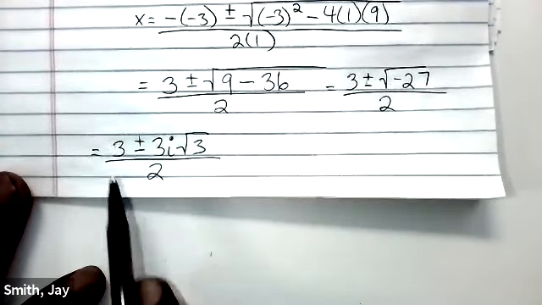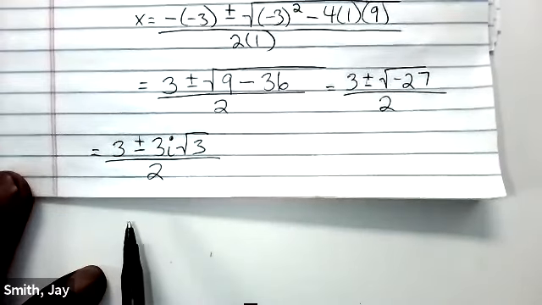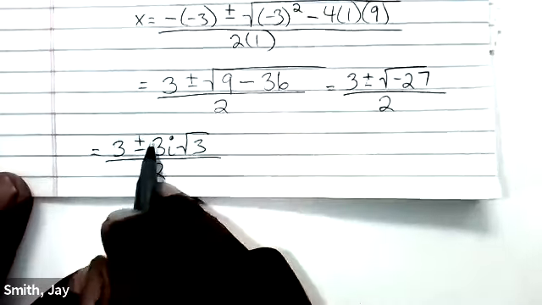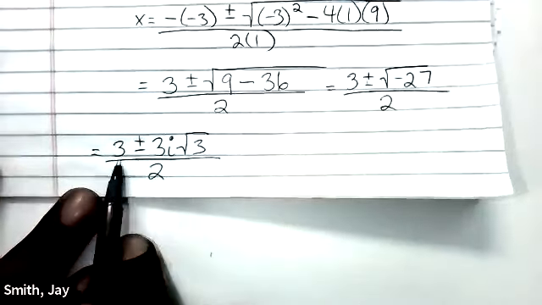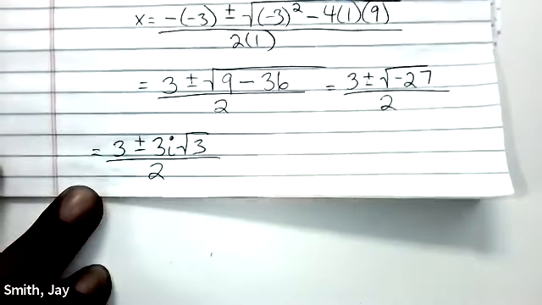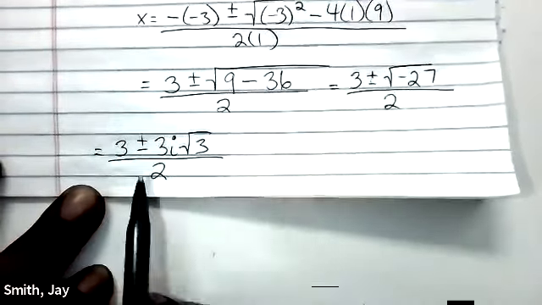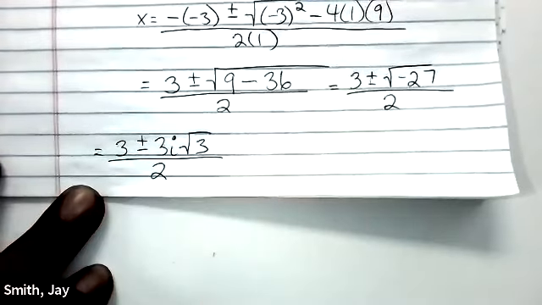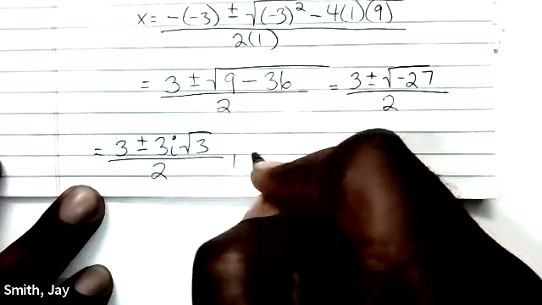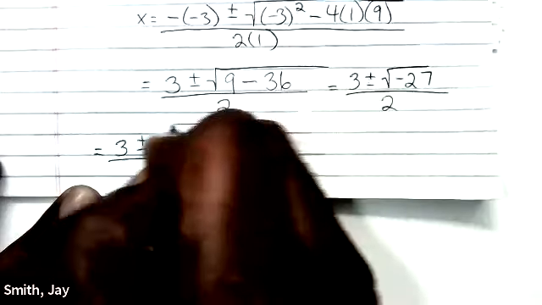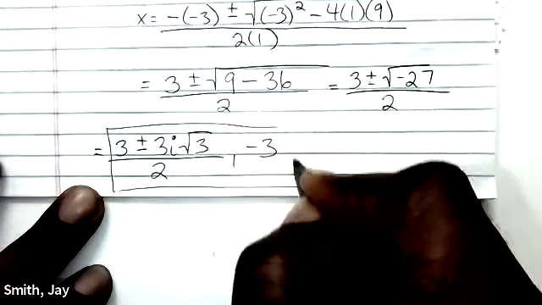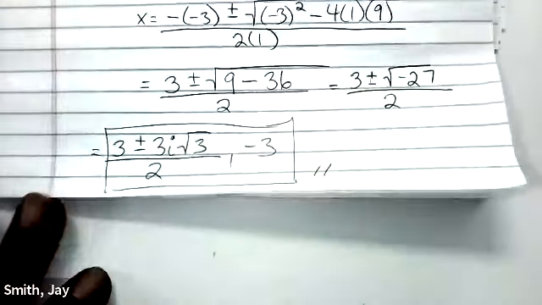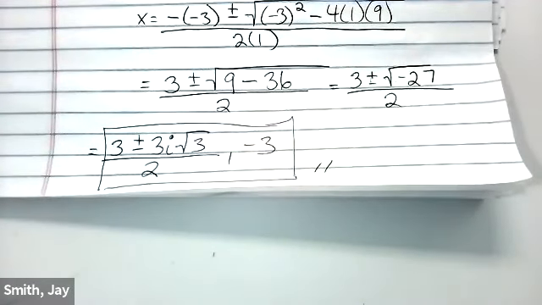We don't have a number that can go into all 3 of these coefficients. Both 2 and 3 are prime. So this represents 2 of my final answers: 3 plus 3i square root of 3 over 2, and 3 minus 3i square root of 3 over 2. And of course, we already had negative 3. That's one of my solutions. Any questions on the SOAP method?